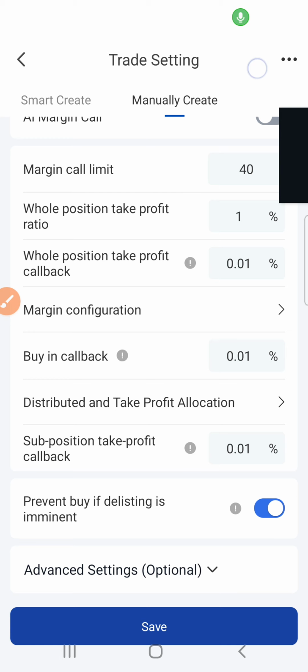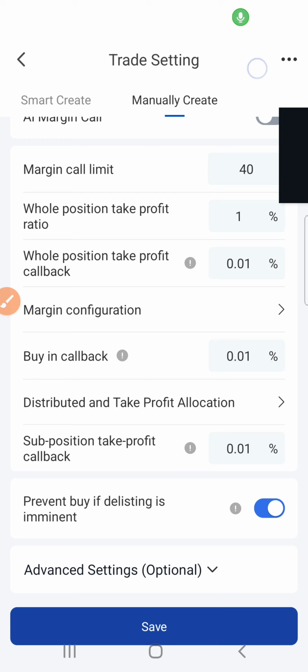As we know, in this robot, we have three major callbacks. We have this hold position take profit callback. We have this one, buying callback. We have this one, sub position take profit callback. So we are going to start with the hold position take profit callback. What does it mean? This one majorly applies on the position take profit.